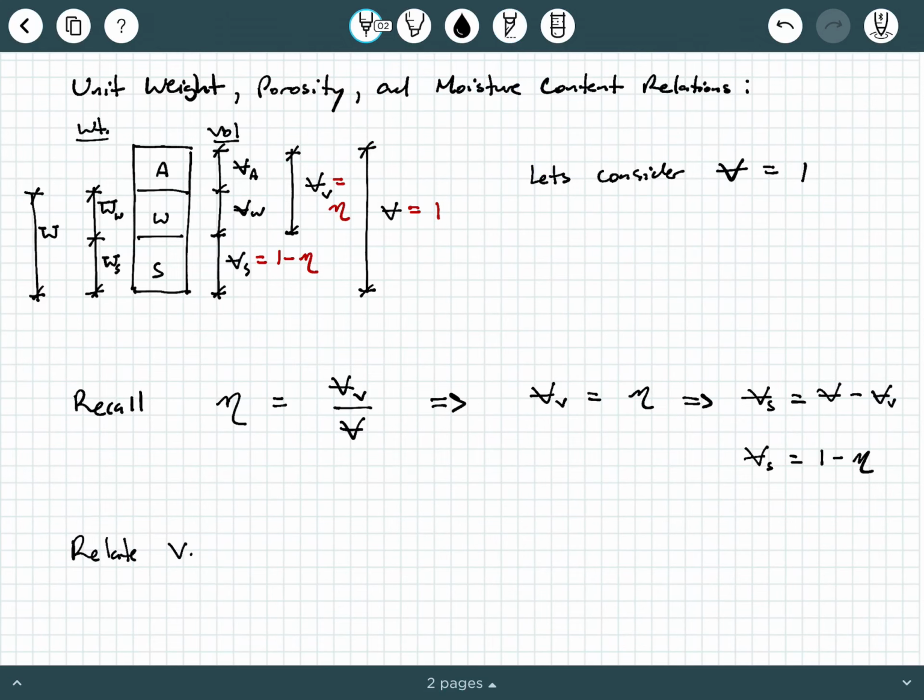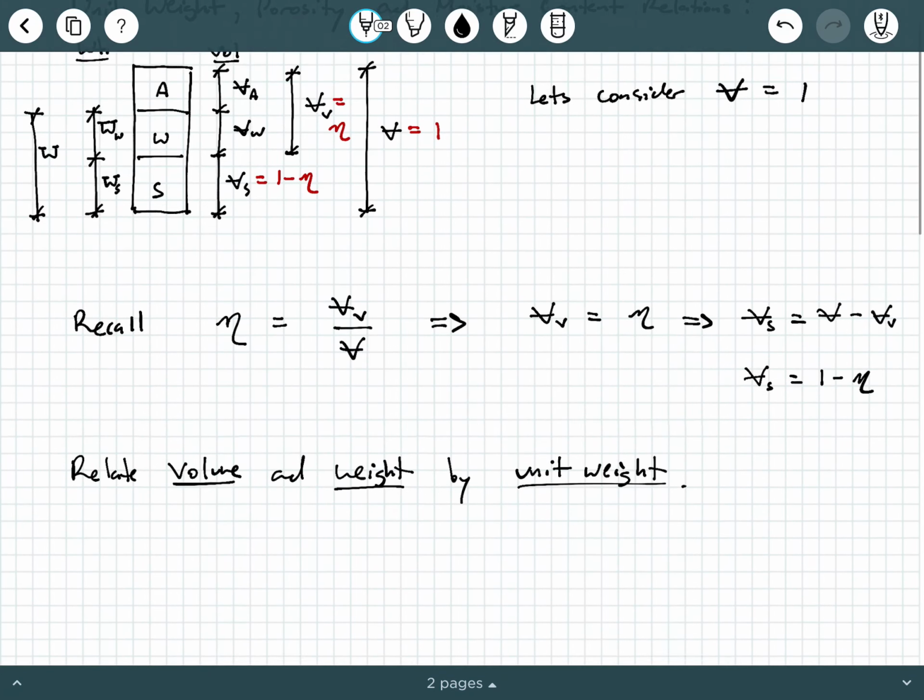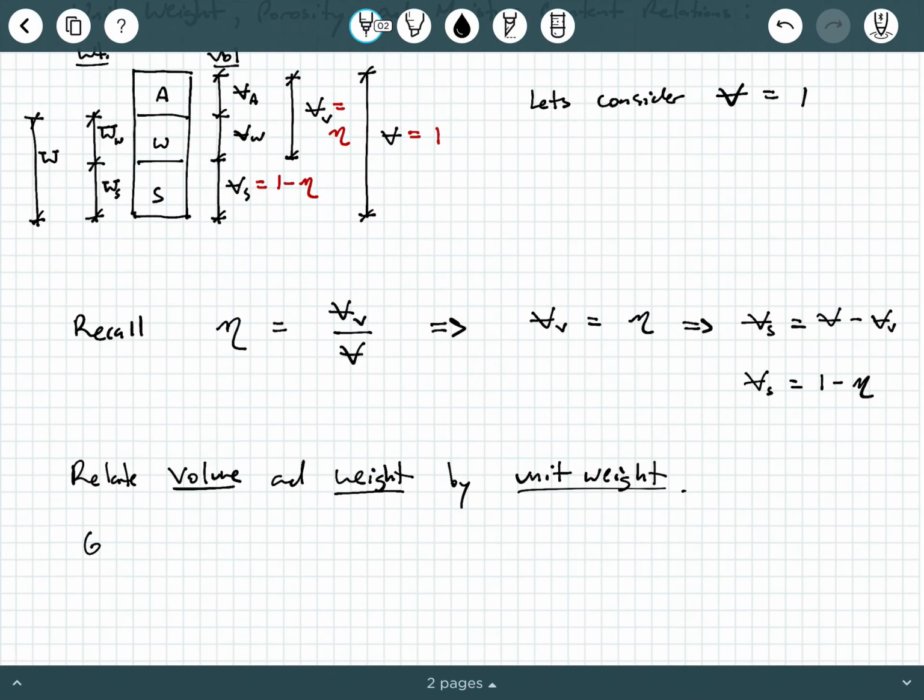Relate volume and weight by unit weight, and we call unit weight gamma, okay? So let's do that. Let's look at the solids first. How about we say specific gravity of soil solids is the unit weight of soil solids divided by the unit weight of water. And then what's the definition of unit weight of soil solids? Maybe pause the video and remind yourself. Unit weight of soil solids is weight of solids divided by the volume of solids, okay? And then I'm just going to keep gamma water down there in the denominator.